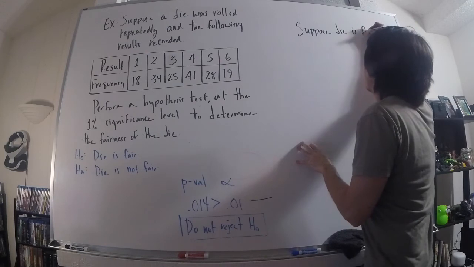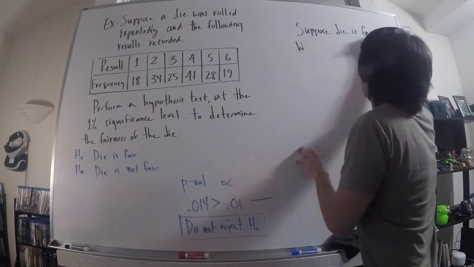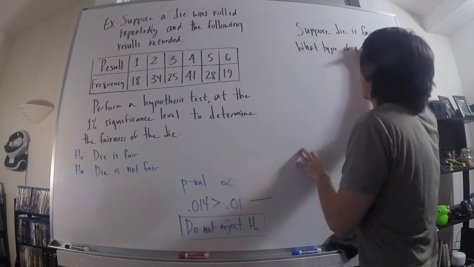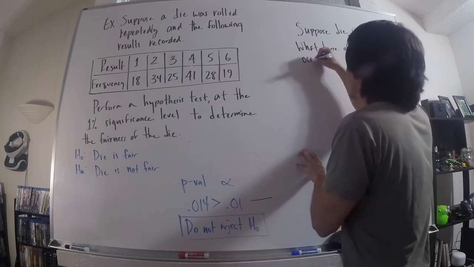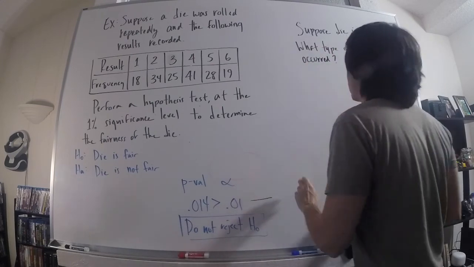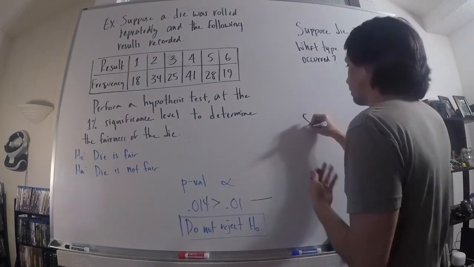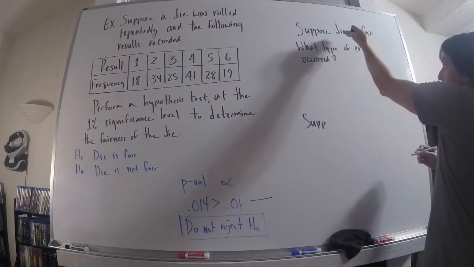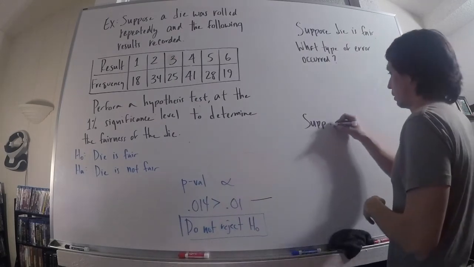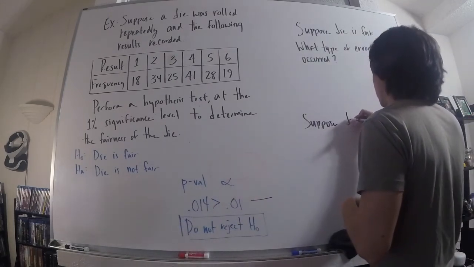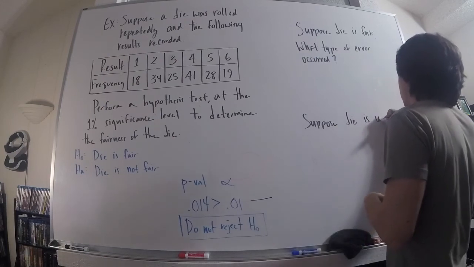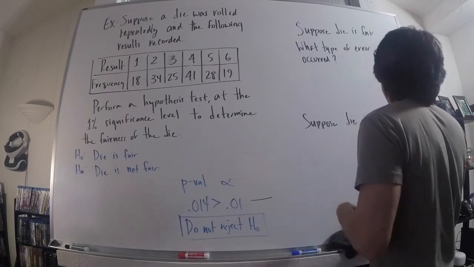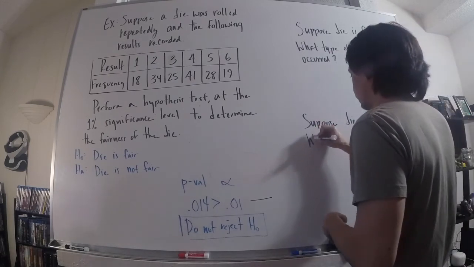Suppose the die is fair. I usually do these in pairs, but in theory I can just give you one of them. It's just a single question about what type of error occurred. If this hypothetical scenario is true, the die was fair. But I also like to do the other possible scenario: if the die is unfair, what type of error occurred.